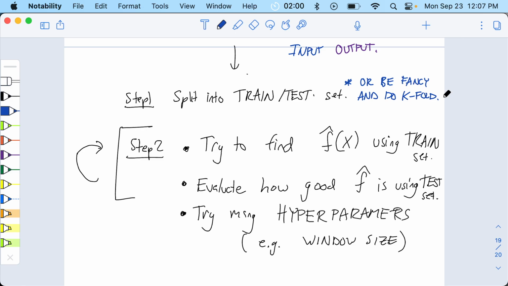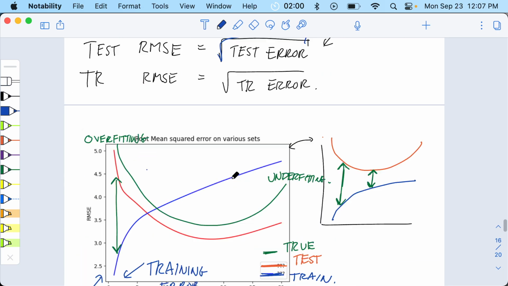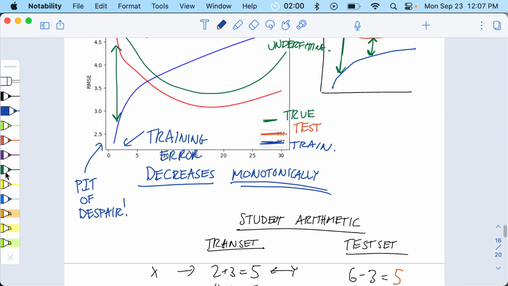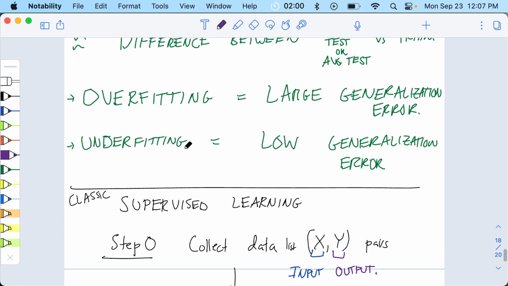Okay, so you take your model, you play with the hyperparameters, you figure out which one is the best using the test set. Once you find the best one, in our particular case, we say the best window size is sigma equals 17. Once you find the best thing, then you have the best f hat.